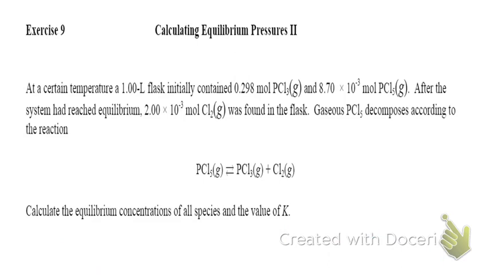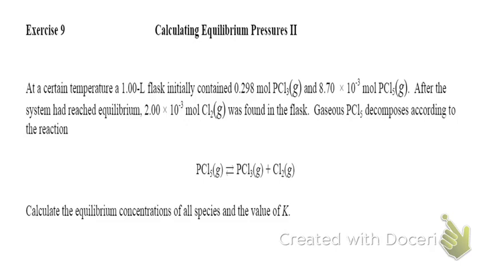Okay, we don't need it on this first one. Here we have a certain temperature and a 1 liter flask. That's going to be important. It contained 2.98 moles of PCl5, and after the system reached equilibrium, it was found to have 2.0 times 10 to the negative 3 moles of chlorine. Here's the equation. It says calculate the equilibrium concentrations of all the species and the value of K.